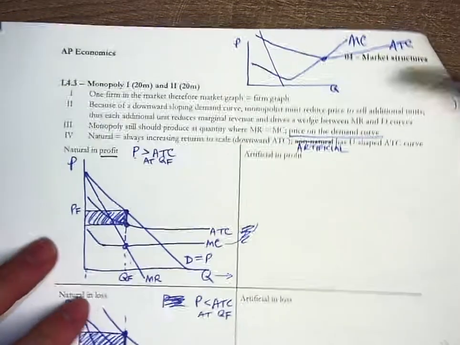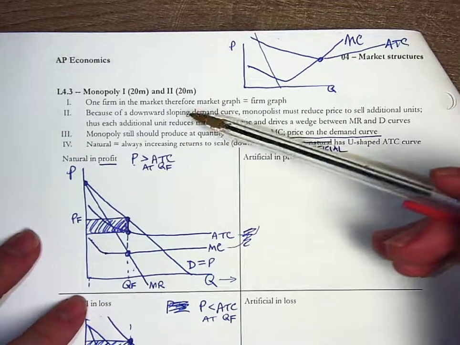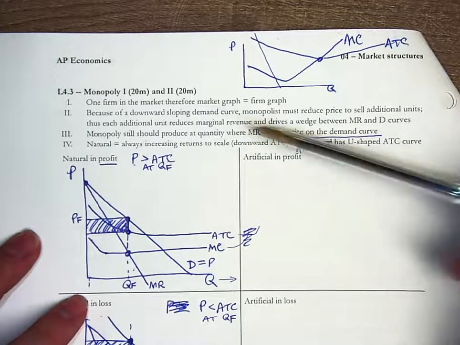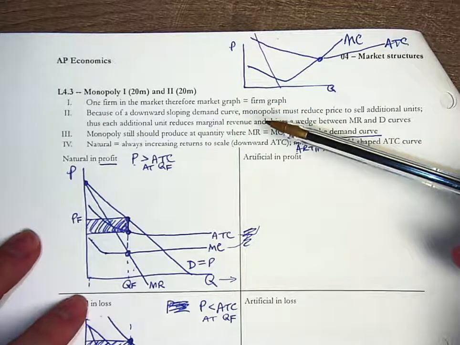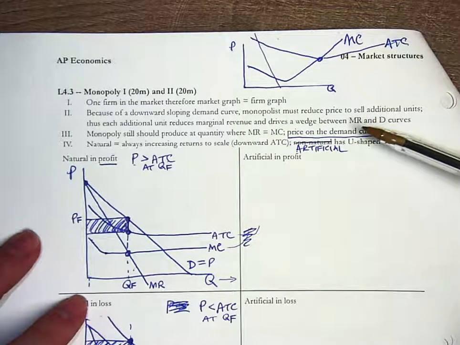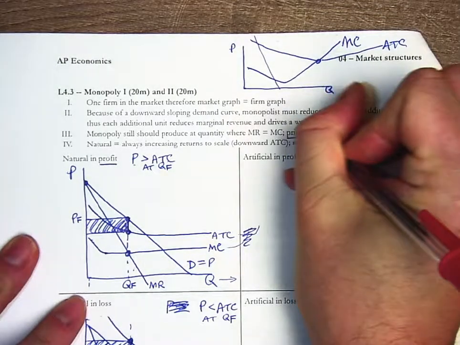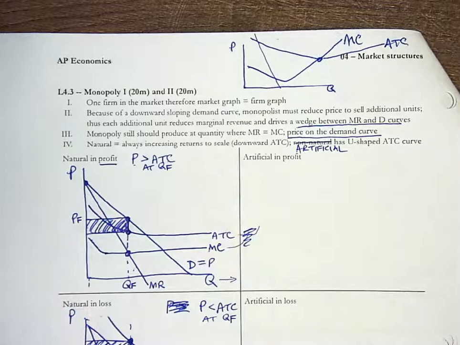So just as a quick refresher, because it's a monopoly, we only have one graph. It's the market and the firm. And we're still going to have a downward sloping demand curve that represents the price, but there's going to be a wedge between the MR and the demand curves. That's a really, really important learning outcome: there's going to be a wedge between MR and demand.